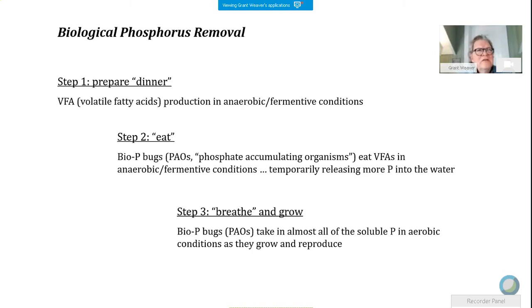We're going to talk about how oxidation ditches do that here in just a minute. And then these bacteria, once energized, they move into aerobic conditions, and they take almost all the soluble phosphorus out of solution.